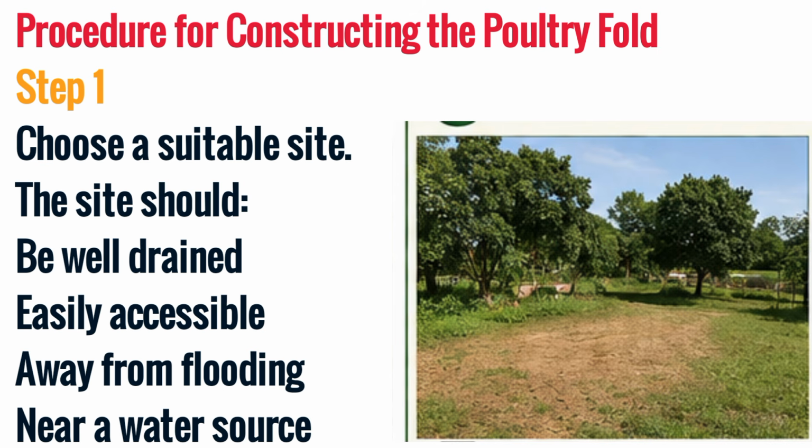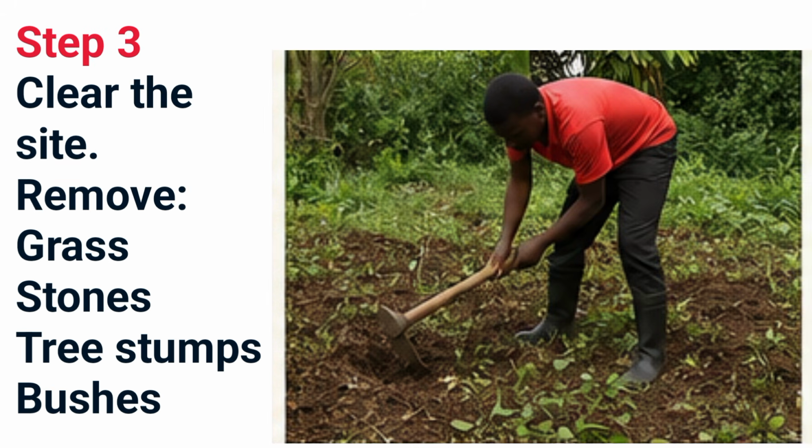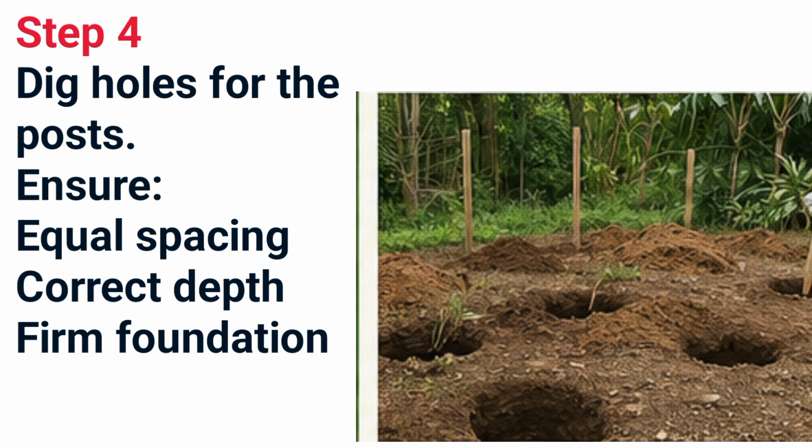From there, we have step 2. We are now going to use our tape measure to measure and mark the site. Here we use the tape measure, pegs and strings. From there, we move to step number 3, where we clear the site. After we have measured and marked, we clear the site to remove foreign materials that we don't need in that area. After that, we dig holes for the posts, and when you are digging holes, ensure equal spacing, correct depth, and firm foundation.